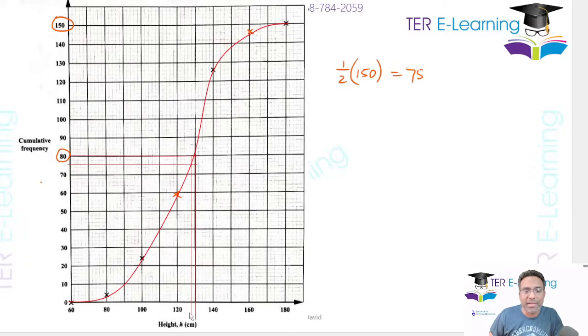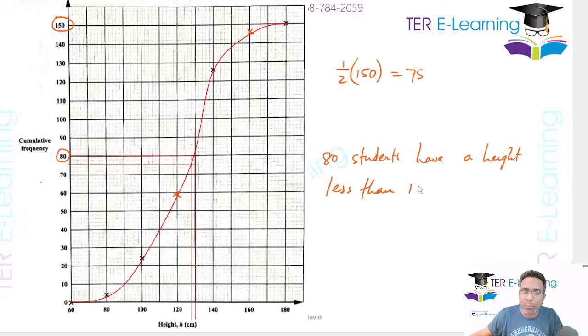Now remember, this graph tells me that 80 students have a height less than 130. That's what that's telling me. But it means that there are 150 minus 80 that have a height taller than that.